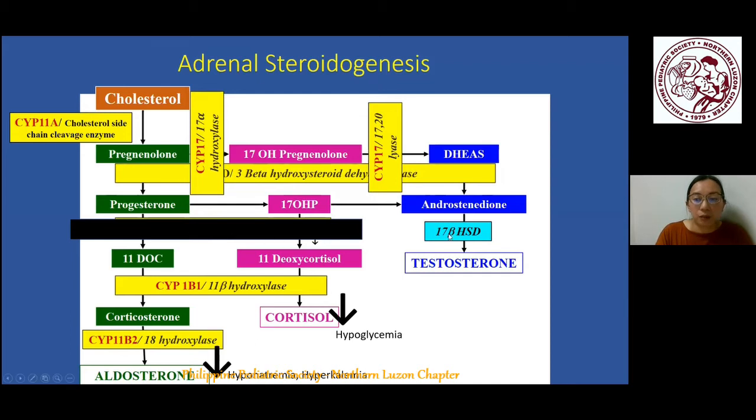Above the blocked pathway, the precursors will increase. So, if you see this, the precursors will increase and go to the unblocked pathway, which is the sex steroid pathway. So there will be an increase in DHEAS and testosterone. Increased sex steroids will cause virilization in female newborns.